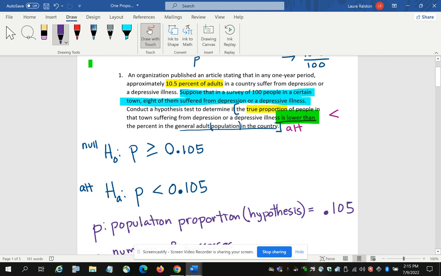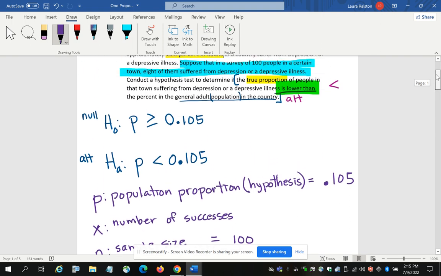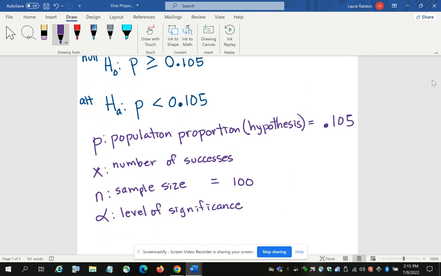Okay, we surveyed 100 people, so that is my sample size. That tells me how many people I questioned, and the question would have been, do you suffer from depression or depressive illness? And it tells us in that same sentence that 8 people from this particular town responded, yes, I suffer from depression or depressive illness. So my X, which is the number of successes, is 8.